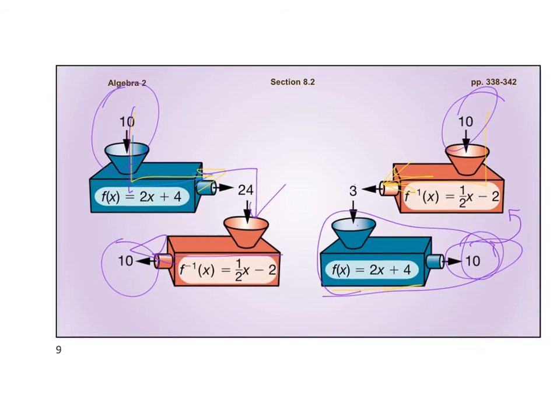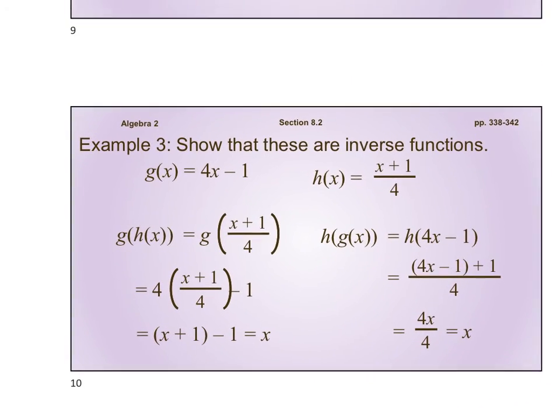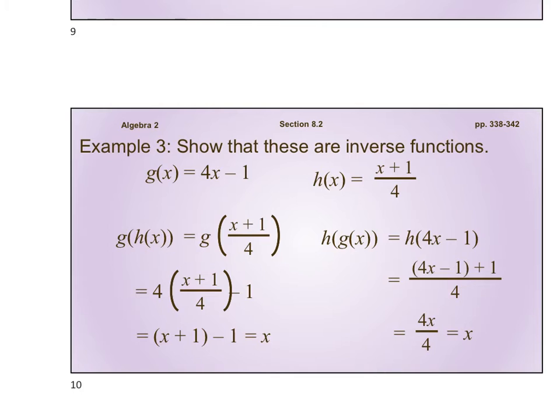I'm sorry, I think I forgot there was a note. Yeah, there we go. All right, so show that these are inverses. We do that by composing them. So first, I'm going to put h of x inside g of x. That's what I have here. What that means is I have g of h of x.